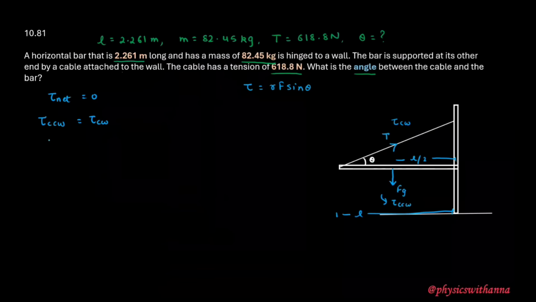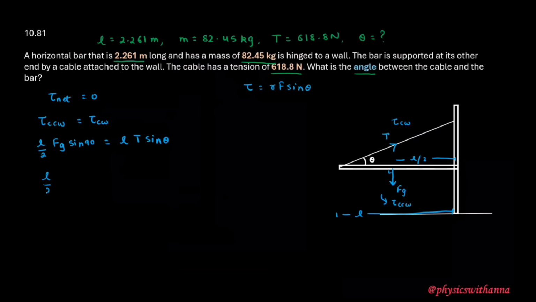Counterclockwise torque is produced by gravity. So for r we write it as L by 2 Fg sine 90, as the force due to gravity is perpendicular to the bar, equals clockwise torque is produced by tension. So L T sine theta. We need to find the angle theta. So I'm going to divide by L and T to keep sine theta alone.